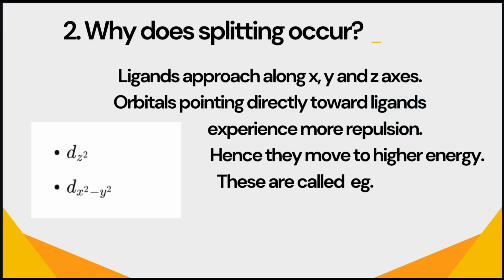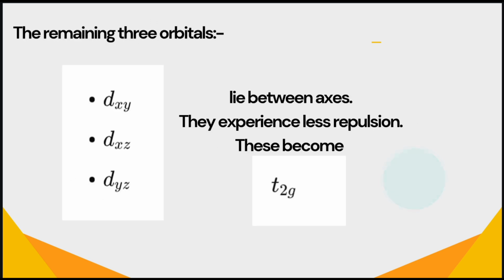Now we'll see why the splitting occurs. Ligands approach along x, y and z axes. Orbitals pointing directly towards ligands experience more repulsion. Hence, dz square and dx square minus y square, these two orbitals move to higher energy. These are called Eg. So the remaining three orbitals dxy, dxz and dyz that lie between axes experience less repulsion. These become T2g.